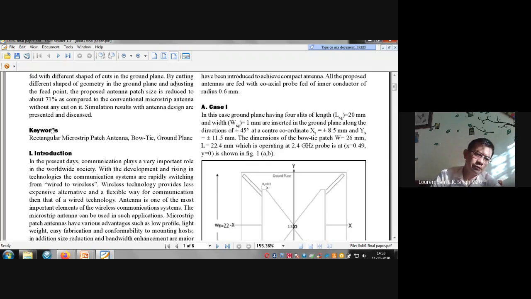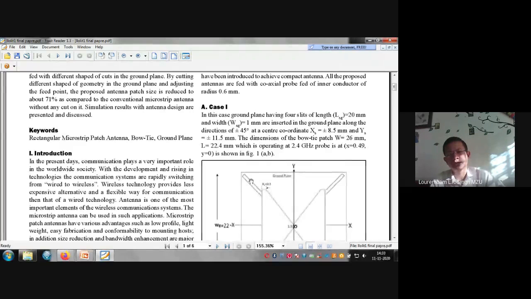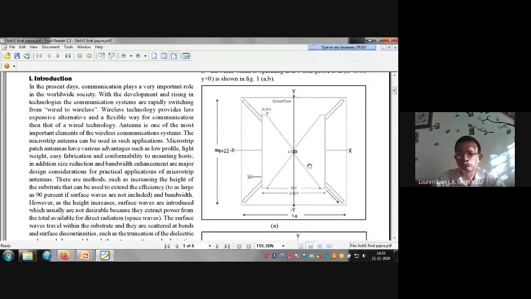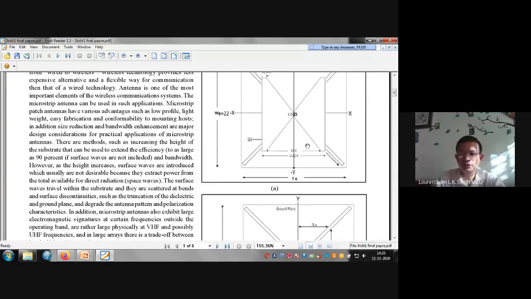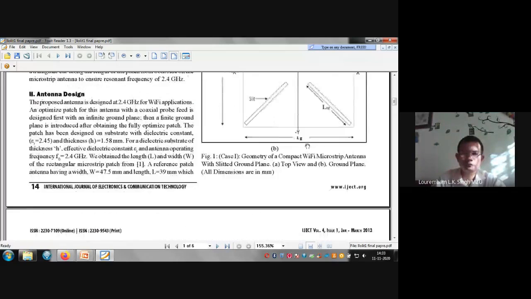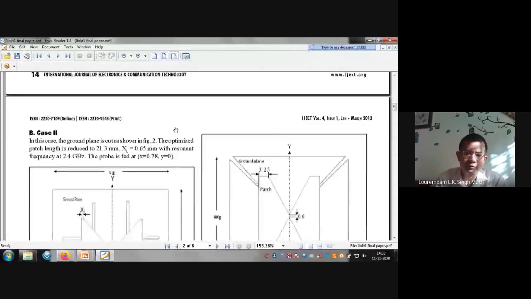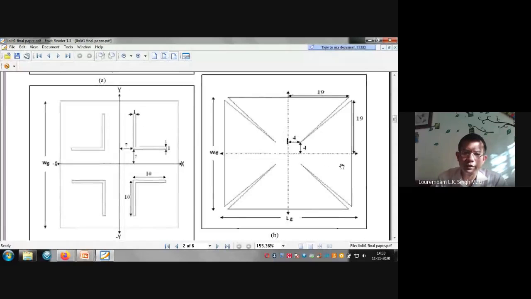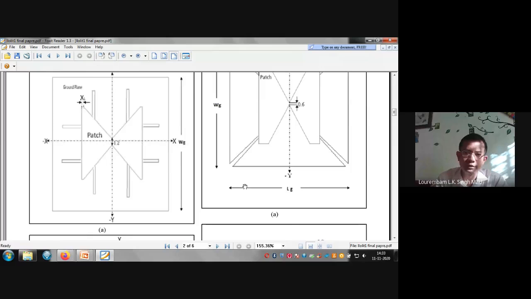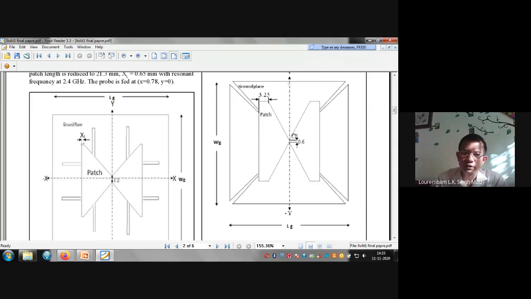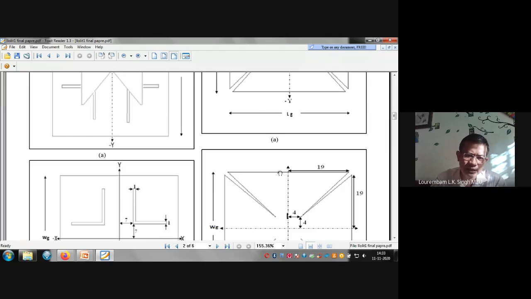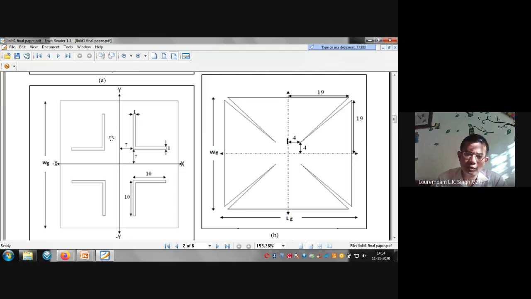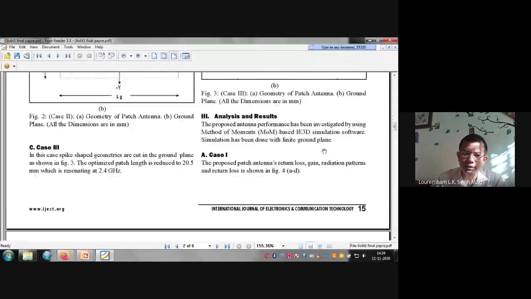This is one of the good achievements. We can reduce around 71%, but the only thing is that the gain and other things are also a little affected, but still it is acceptable. It is operating at 2.4 gigahertz, that is your Wi-Fi frequency and everything like that. So we tried all different ones here also. We studied different kinds of slots and slits, L-shaped slots also, this kind of slits also.